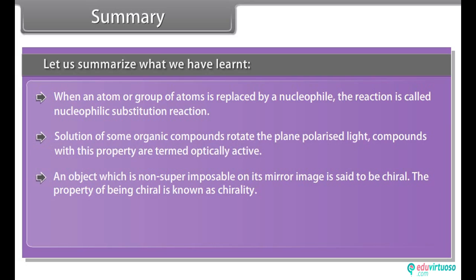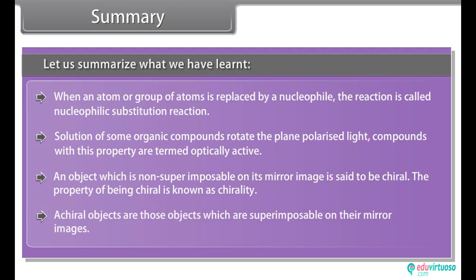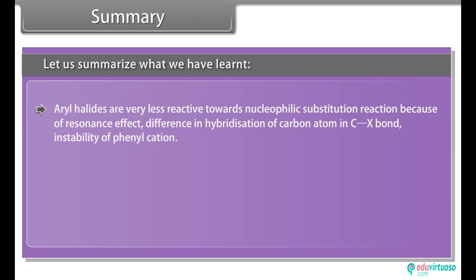An object which is non-superimposable on its mirror image is said to be chiral. The property of being chiral is known as chirality. Achiral objects are those objects which are superimposable on their mirror images. Aryl halides are much less reactive towards nucleophilic substitution reactions because of resonance effect, difference in hybridization of the carbon atom in the C-X bond, and instability of the phenyl cation.